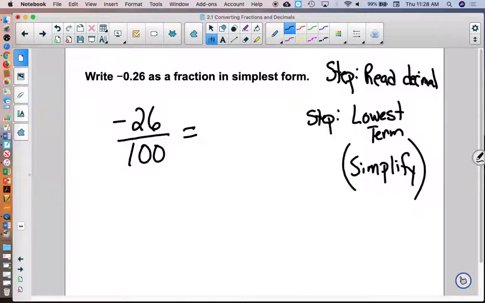Divide the two numbers by a number that can go into both of them. What do you know looking at them that you could pick real quickly? 2. Works for me. Divide both numbers by 2.